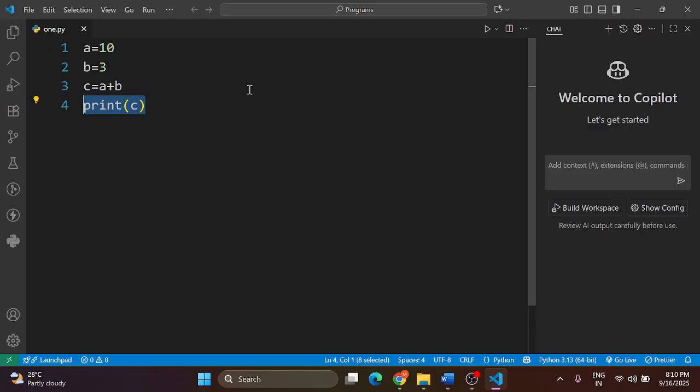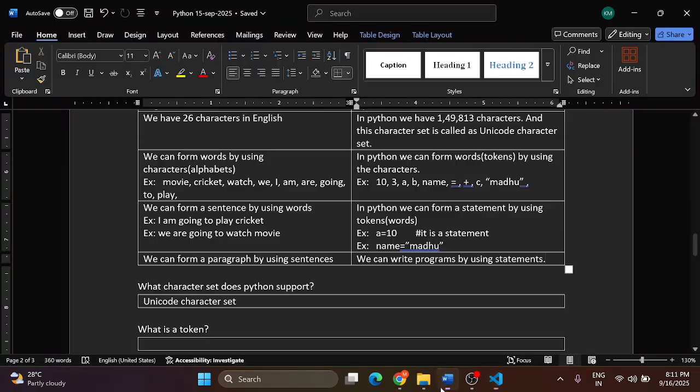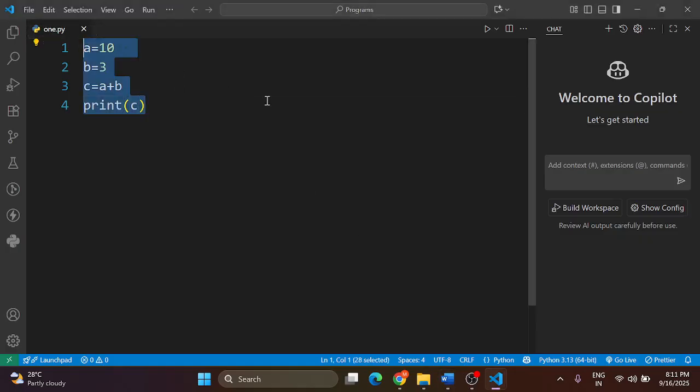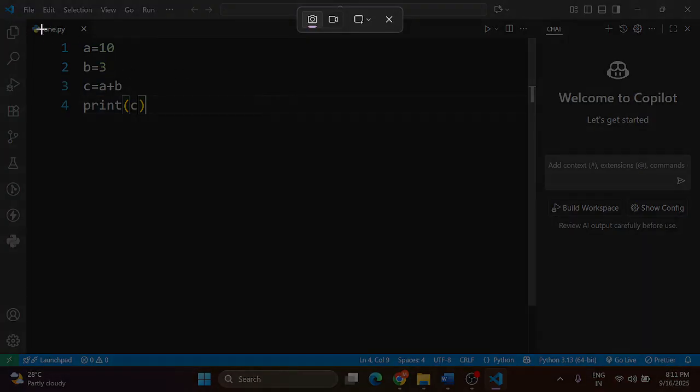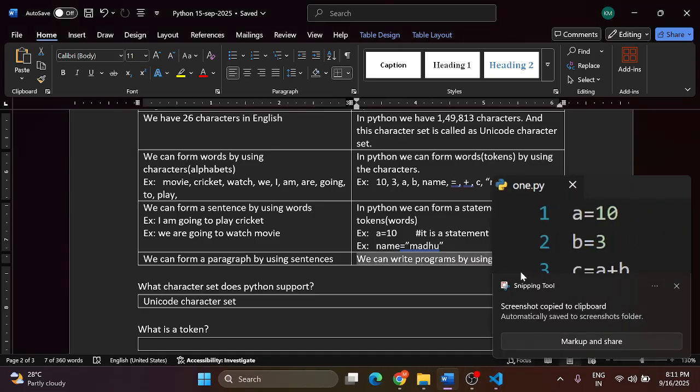Now, a collection of statements I've written, I would say it's a program. This one is a program, and the program name is 1.py. What is the program name? 1.py. So by using statements, what can we form? We can write a program by using statements. So I would like to give this example as a program. This is the program.